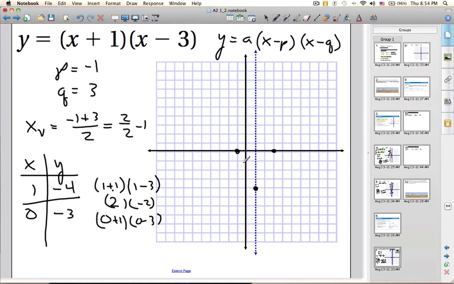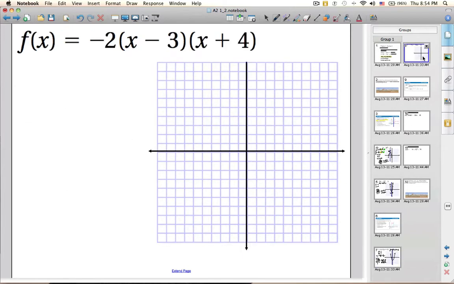So here at 0, I'll be here at 1, 2, 3, right there. One unit away from the axis of symmetry to the left. I'll move 1 to the right. There's my other point. And I have enough to graph my parabola.